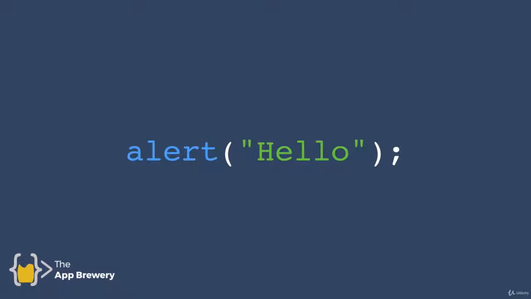In the last lesson, we saw how we could use the alert keyword in JavaScript to create a pop-up in our browser. And the pop-up would say whatever is in between the two round brackets. In this case, it would be hello.